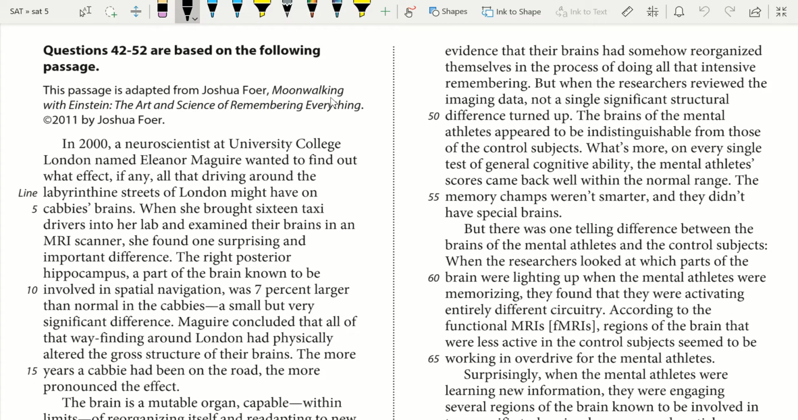This passage is adapted from Joshua Foer. It's titled Moonwalking with Einstein: The Art and Science of Remembering Everything. Copyright 2011 by Joshua Foer.